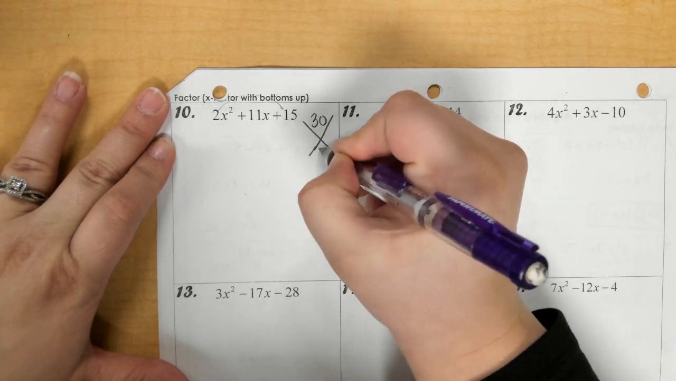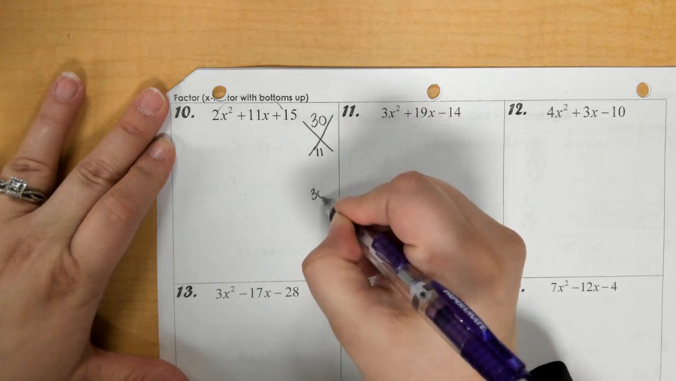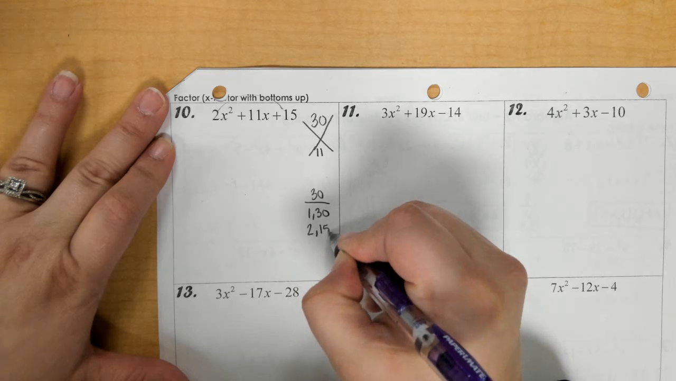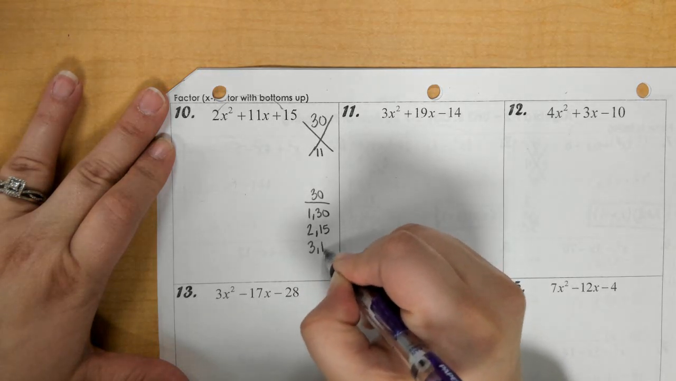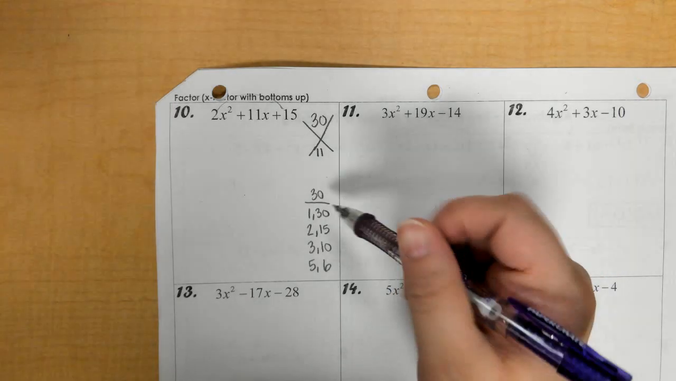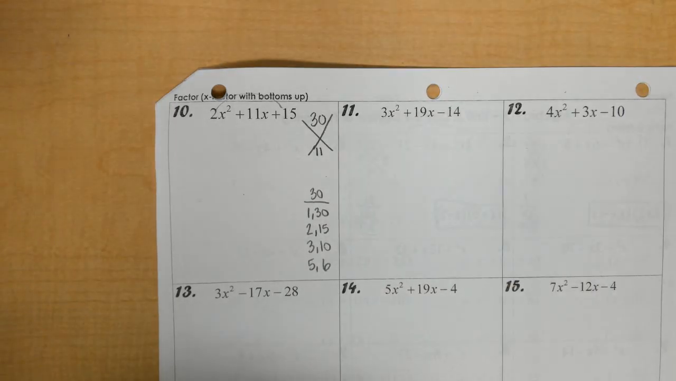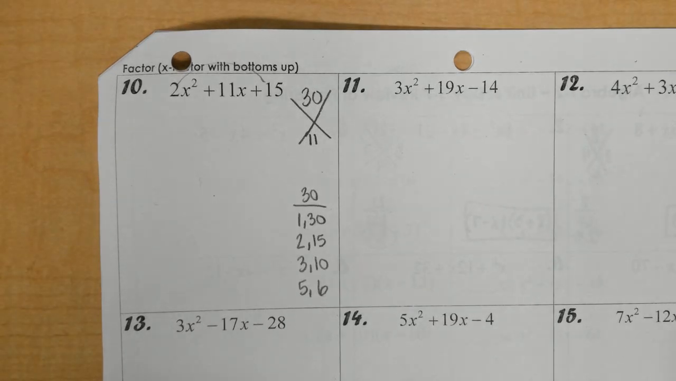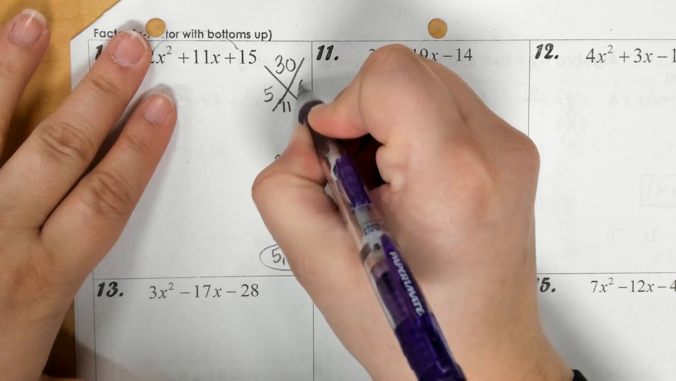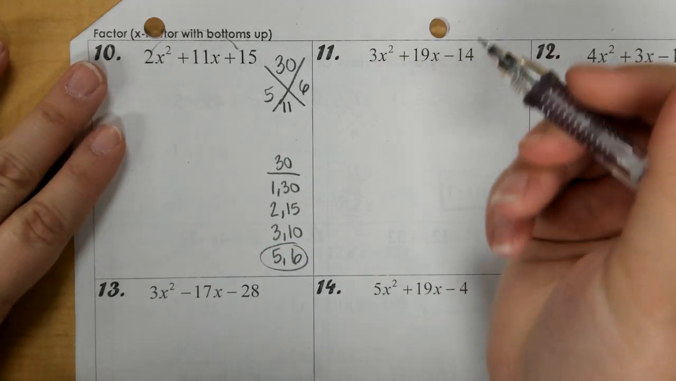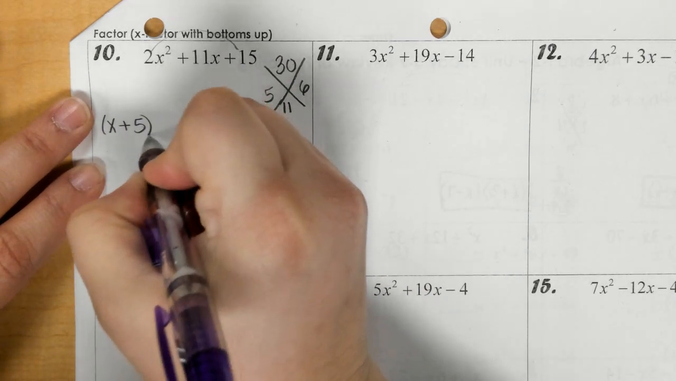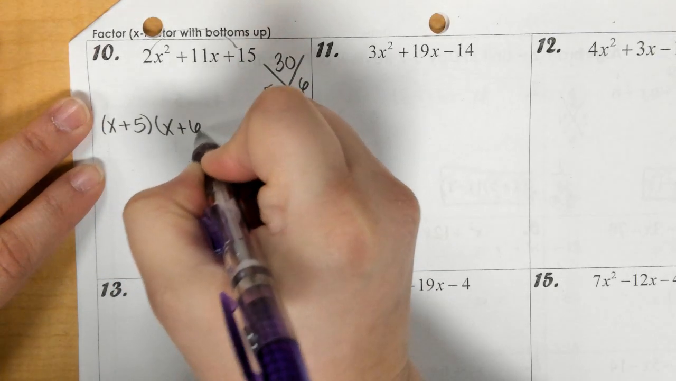And we're trying to get to 11. So 30 and 1, 2 and 15, 3 and 10, 5 and 6. So which one of those can get to 11? Has to be 5 and 6. Okay, so now we write it in factored form. x plus 5, x plus 6.